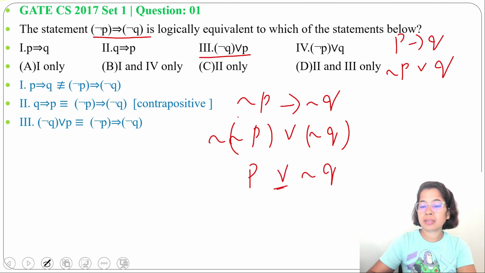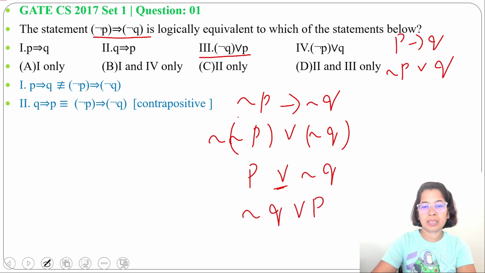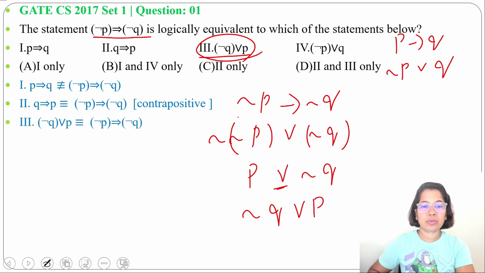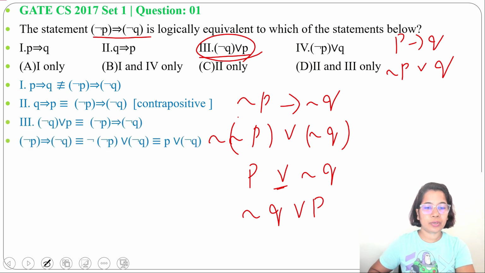And or is commutative, so we can write negation Q or P. That is exactly given in statement 3. So both are logically equivalent. This implication we can write in the or format, and it is negation Q or P.